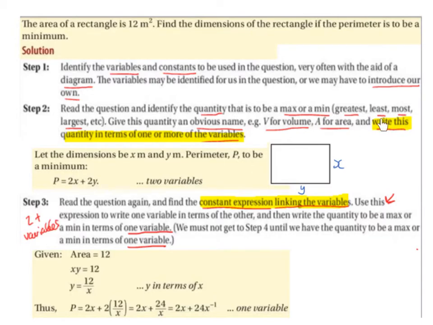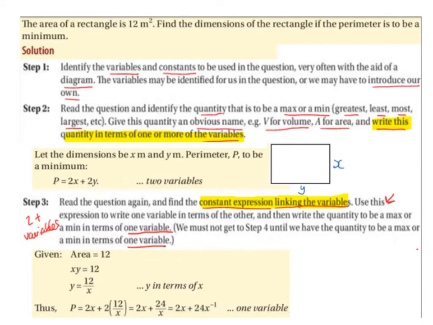and now we have to write this quantity, so we have to write the P, the perimeter, in terms of one or more of the variables. So our variables are x and y, so we have to write P in terms of x and y.